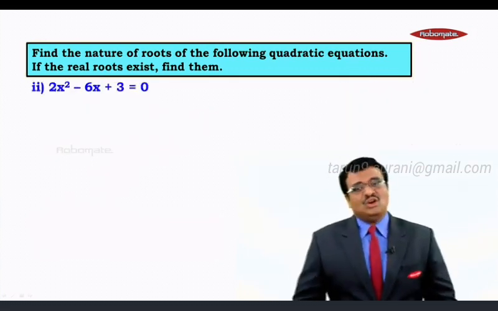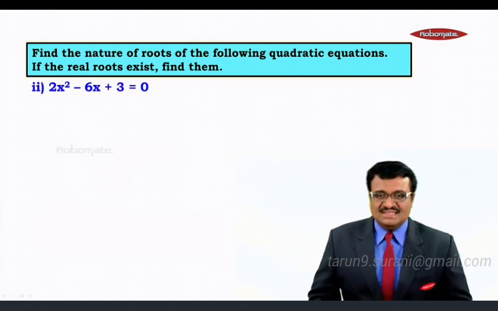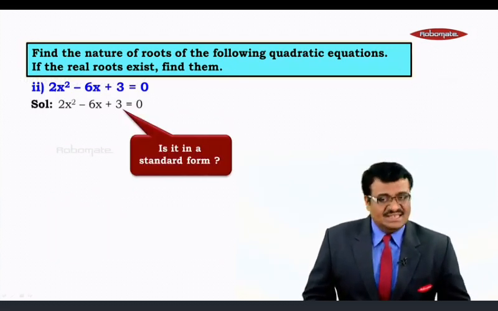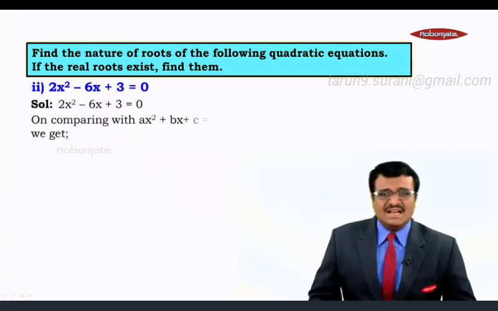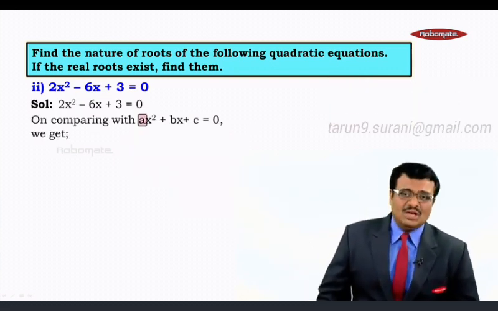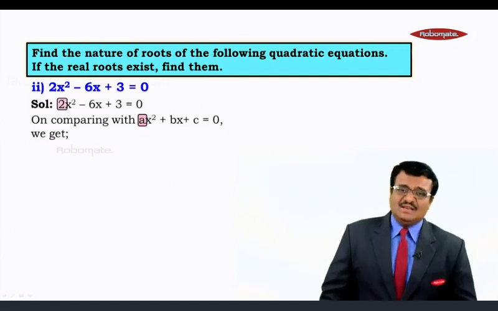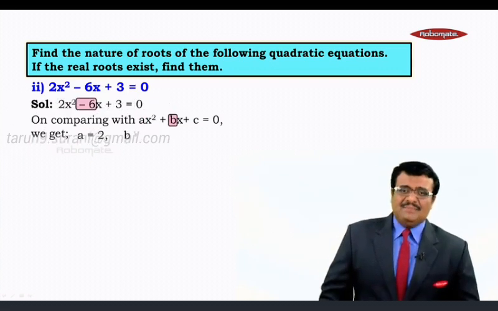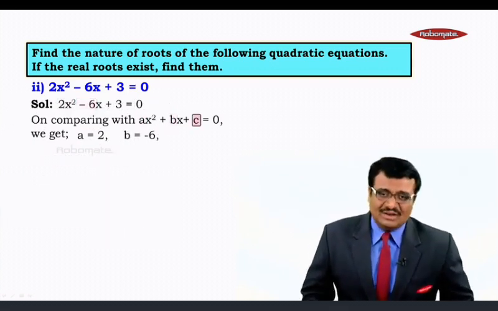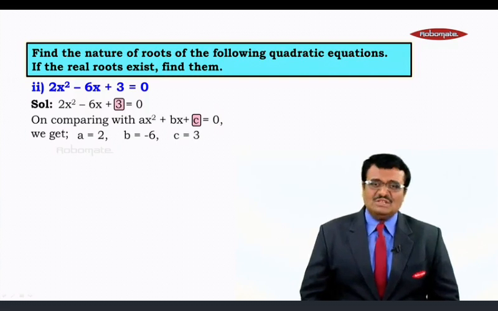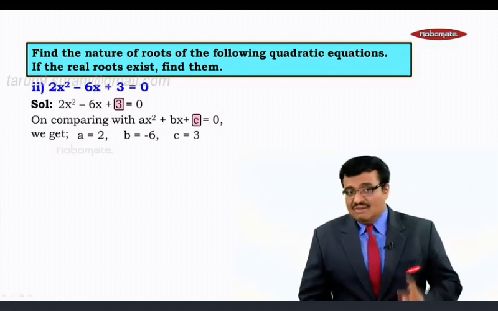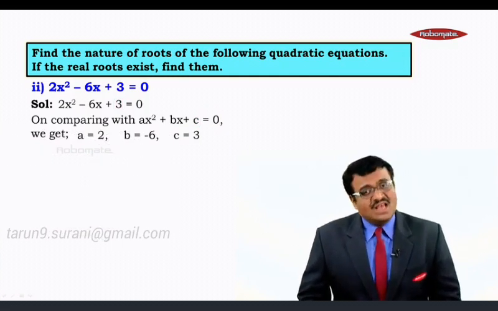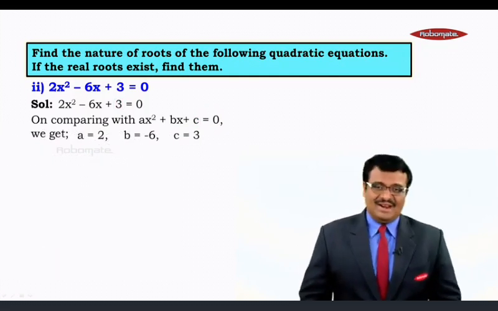Second equation, let us take 2x square minus 6x plus 3 is equal to 0. So first we copy the equation, and then is it in the standard form? Yes. And if it is in the standard form, we compare with the standard form and note down the values of a, b and c. So a is equal to the first number 2, b is equal to the second number minus 6, and c is equal to the third number, which is the constant term, 3. Once we get the values of a, b and c, we find the value of the discriminant b square minus 4ac, which will tell us the nature of the roots of the quadratic equation.